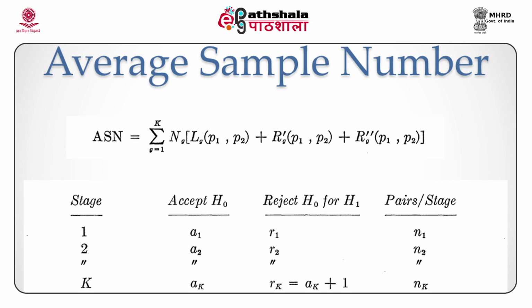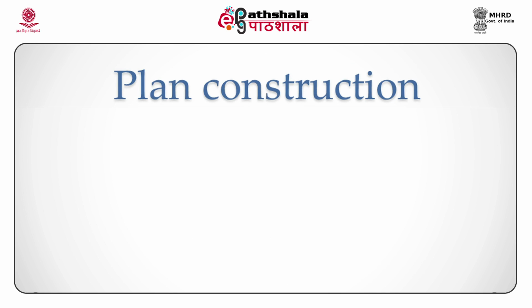So, the general decision rules for sequential design for the one-sided hypothesis H0: P1 equal to P2 against the alternative P1 less than P2 are as given here. In stage 1, we accept H0 or reject H0 for H1, and the final column denotes the number of pairs observed at each stage. The OC can also be obtained in a similar manner.